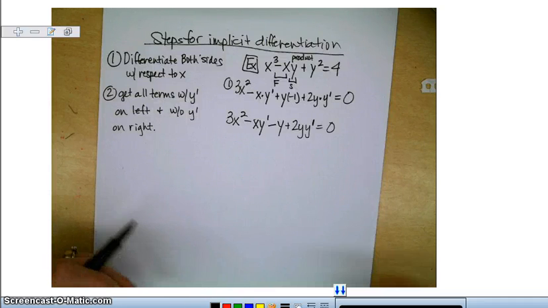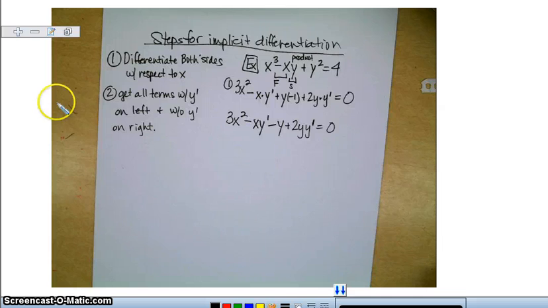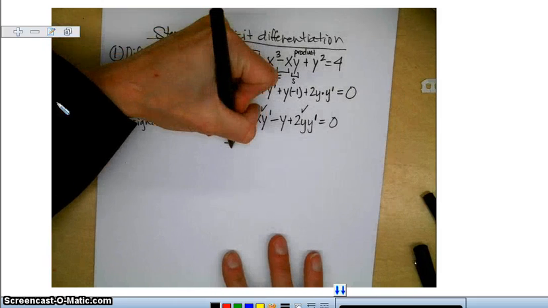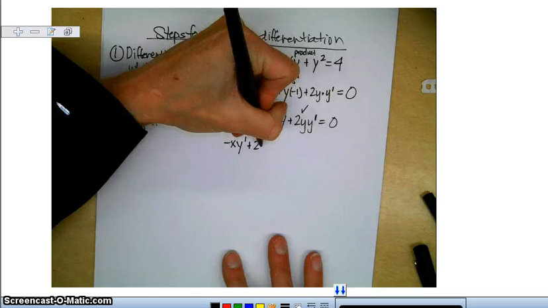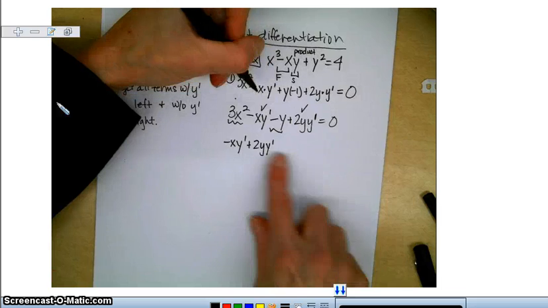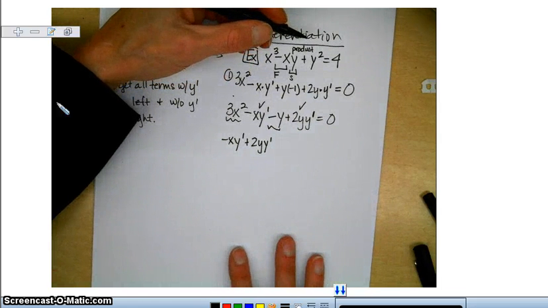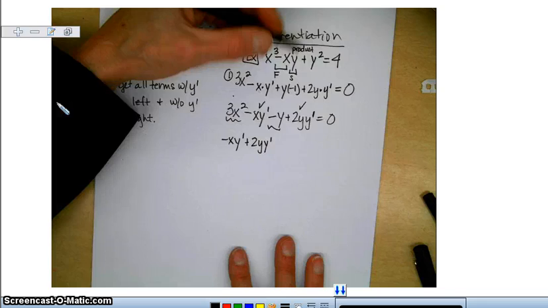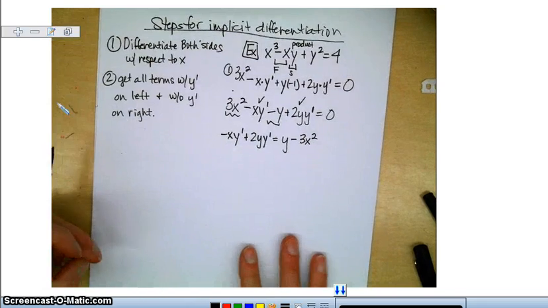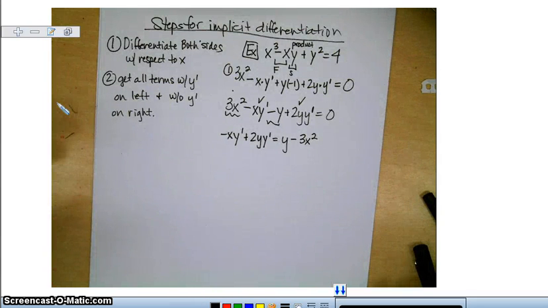So, which terms have y prime? Okay, so this one and this one, right? So I'm going to keep those over on this side. So negative xy prime plus 2y y prime. And the other terms, I'm going to move to the other side. So what happens when you move them from one side to the other? They change signs. So it's going to be y minus 3x squared. I just always choose to write the positive term first. If you wrote negative 3x squared plus y, it is the same thing, and I don't care. Okay?